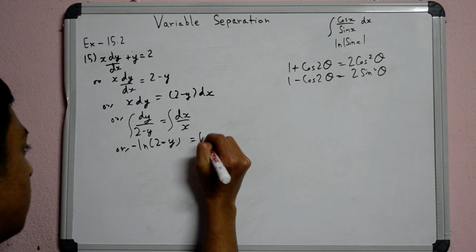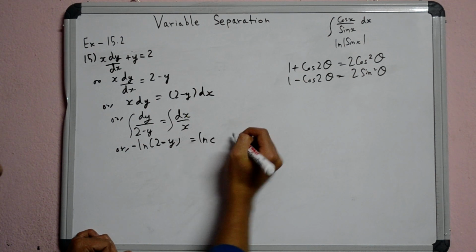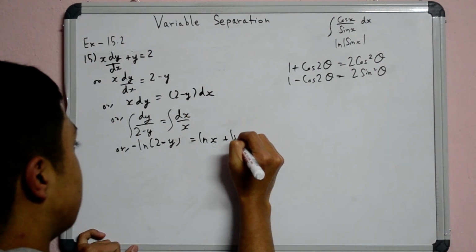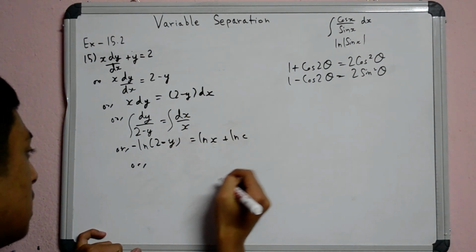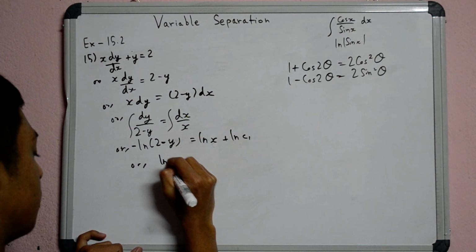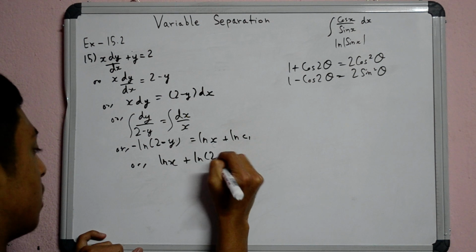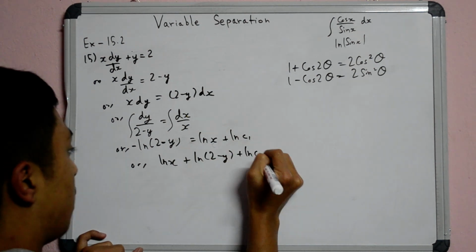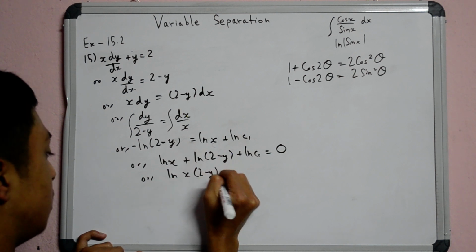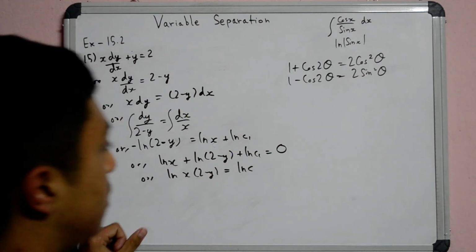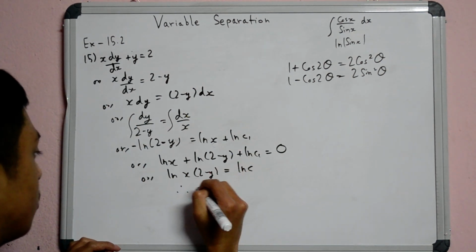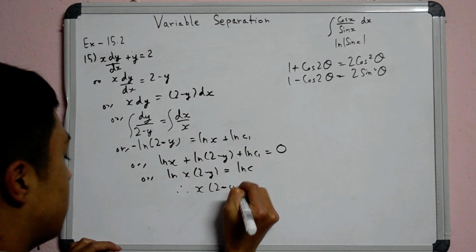And for this it is just ln x, and we can choose our constant as ln c. So I'll write it as ln c1, and I'll put this over here. So this becomes ln x plus ln(2 minus y) plus ln c1 is equal to 0, or ln x(2 minus y) is equal to ln c. Same constants working. So in the end we get x(2 minus y) is equal to c.